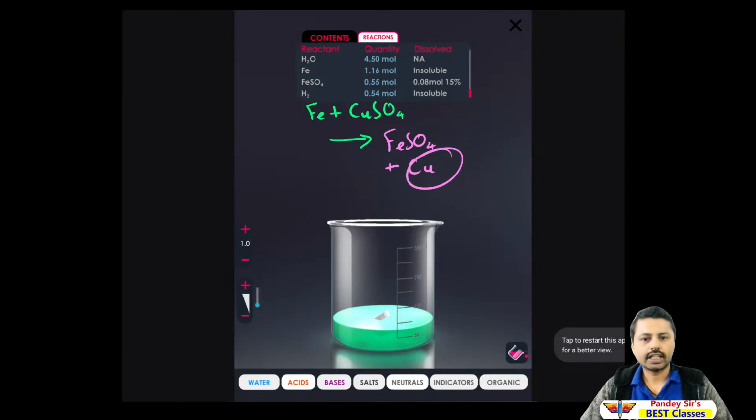This question is asked in the exam as: what happens when sodium sulfate solution is mixed with barium chloride solution? Keep in mind, sodium sulfate with barium chloride. Write the balanced equation.